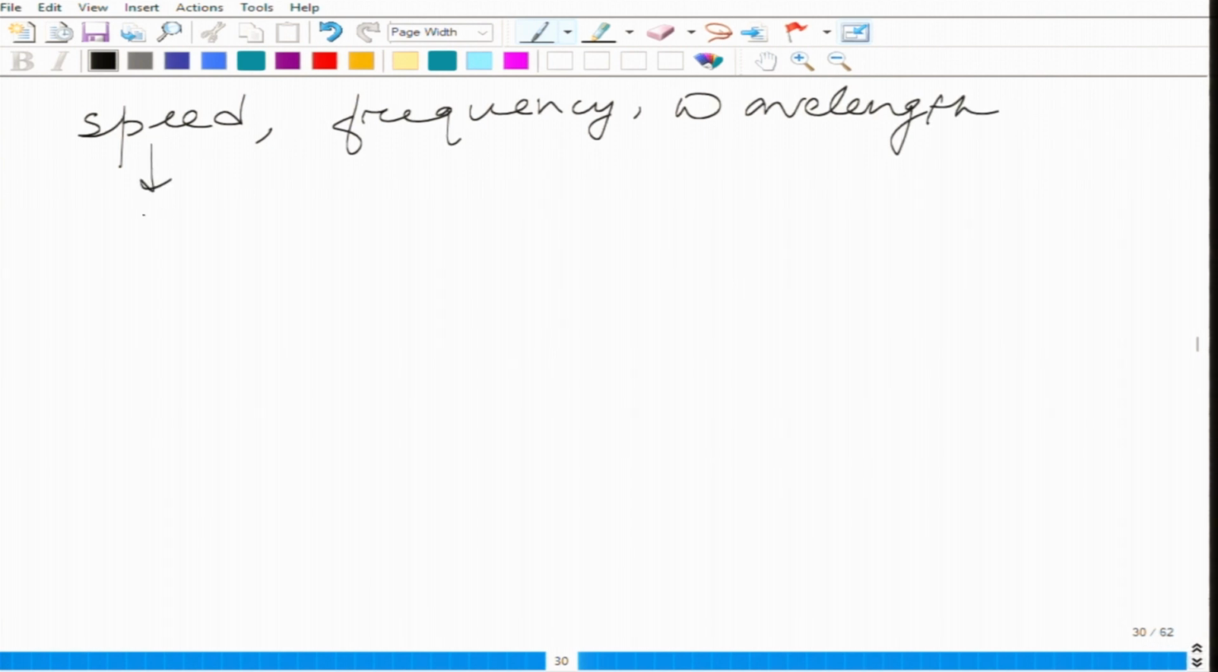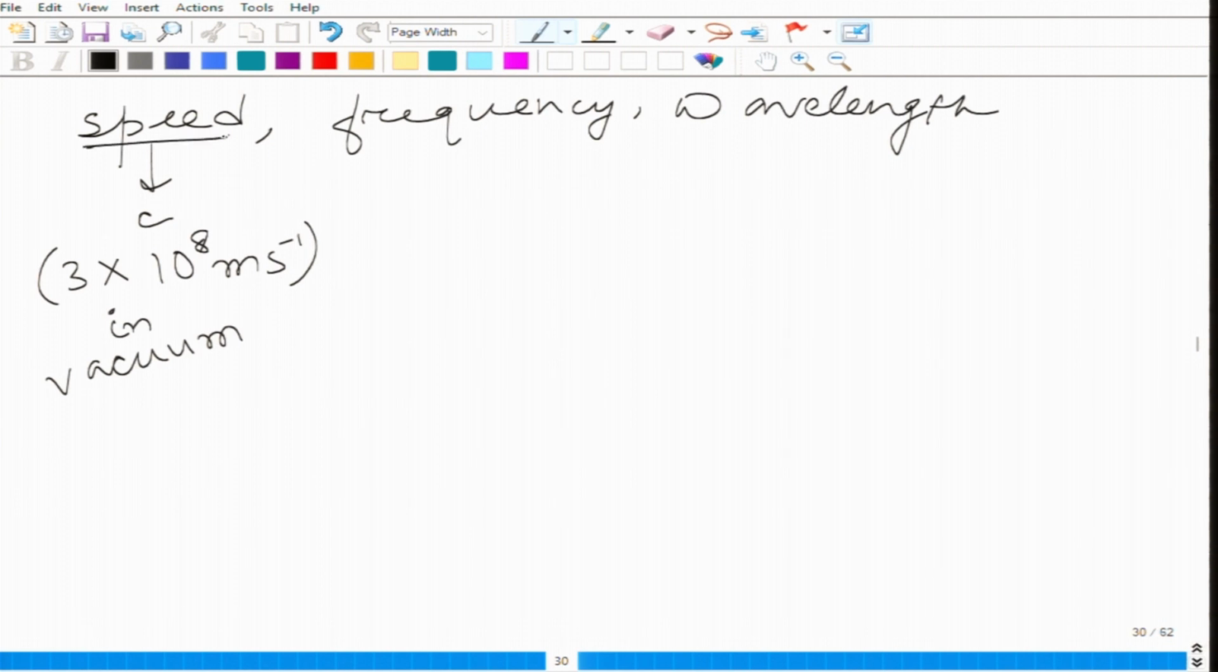Speed is denoted by c, and the speed of light is 3 into 10 to the power 8 meter per second in vacuum. We had seen that speed of light does not need any medium to travel. Light can travel through vacuum, and the speed of light changes in different media.